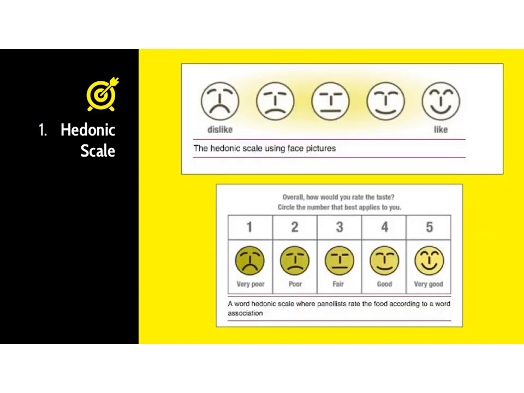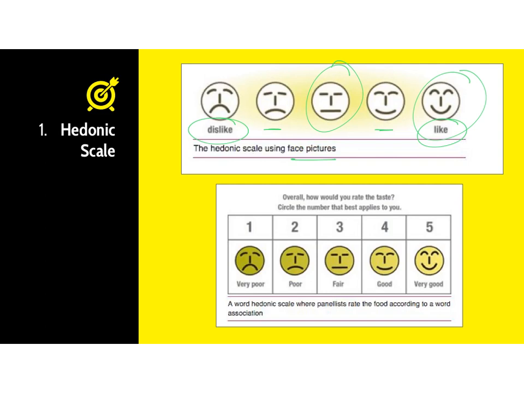Now on the next slide we can see 2 examples of hedonic scales. The first one is a hedonic scale that uses face pictures. So you can see one end is a very sad face, and that would indicate dislike for a food product or a beverage. And on the other end of the scale, it is like, okay? So that is the most, I guess, if someone really thoroughly enjoys a food or a beverage, they would circle this face here. Now we've got the middle, which would be an average response to a food, or we have slightly positive or slightly negative.